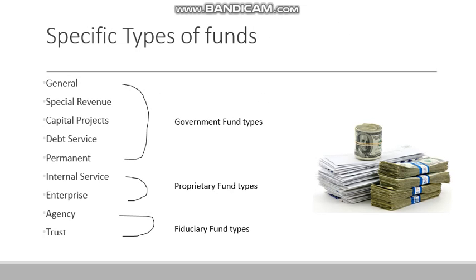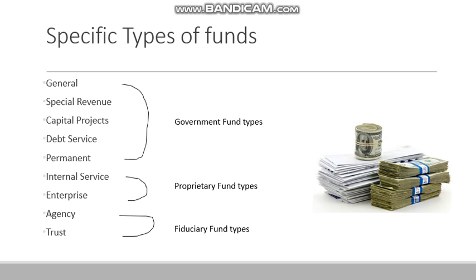With that, I'm just going to give you the specific types of funds we're looking at. There are 9 different types: general, special revenue, capital projects, debt service, permanent, internal service, enterprise, agency, and trust funds. I'll just kind of give you a brief description on each of these, and then we'll look more in depth into some of the examples and just what these all mean.